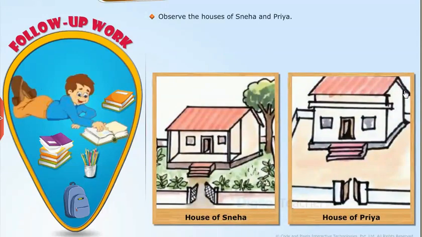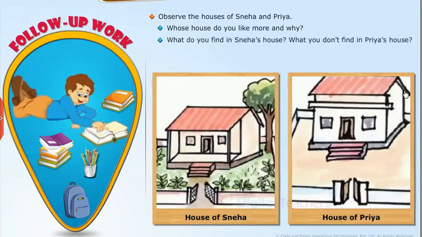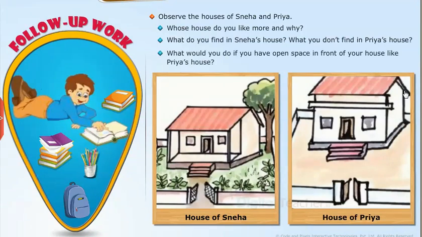Observe the houses of Sneha and Priya. Whose house do you like more and why? What do you find in Sneha's house? What do you find in Priya's house? What would you do if you have open space in front of your house like Priya's house?